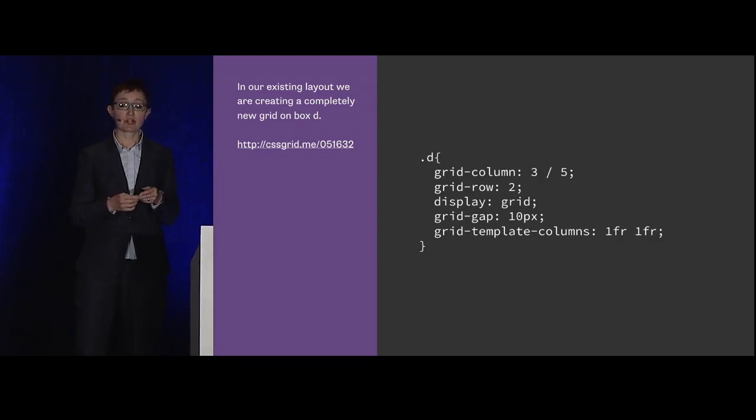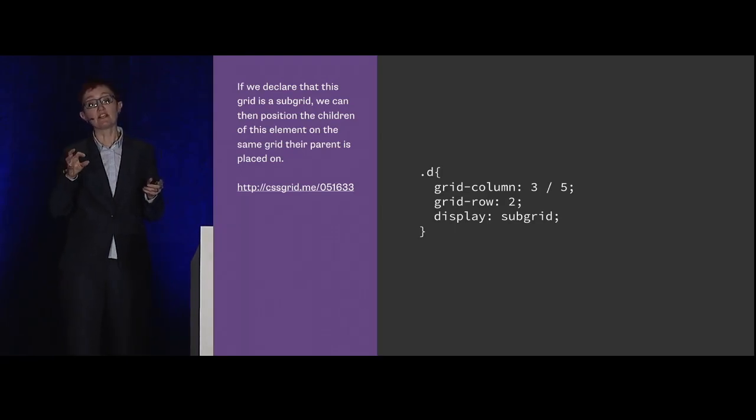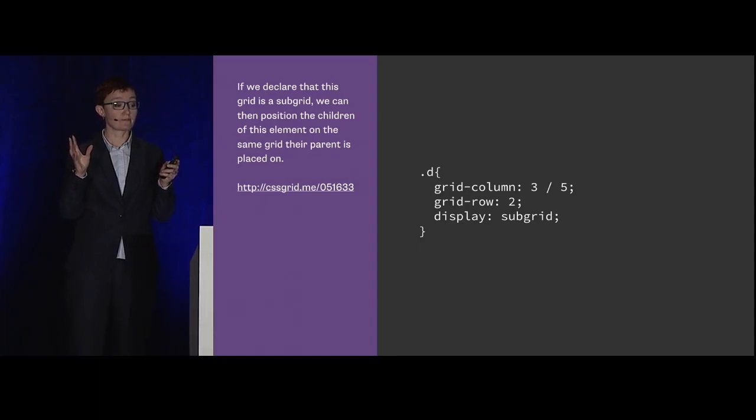And how this would work is in this layout, this is box D, just as we had before, where we've created this grid, we've said display grid, and we've set up some columns. Instead of setting up the columns and rows, if you wanted, you could say display subgrid, and that would be it, because the subgrid would then use the parent grid's columns and rows.